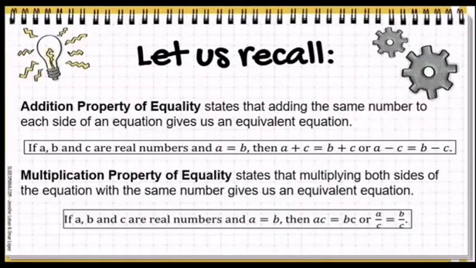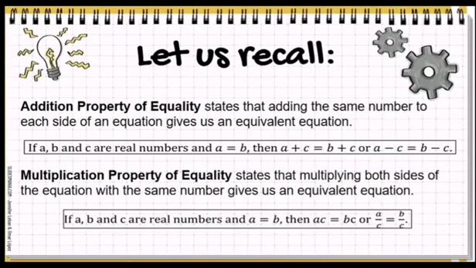Before we proceed to our lesson proper, let us have a recall about some properties of operation which will be of great use as we go on with the lesson. First, we have the addition property of equality or APE, which states that adding the same number to each side of an equation gives us an equivalent equation. To represent this, if A, B, and C are real numbers, and A equals B, then A plus C equals B plus C. In here, C is added to both sides of the equation, or A minus C equals B minus C, wherein C is subtracted from both A and B.